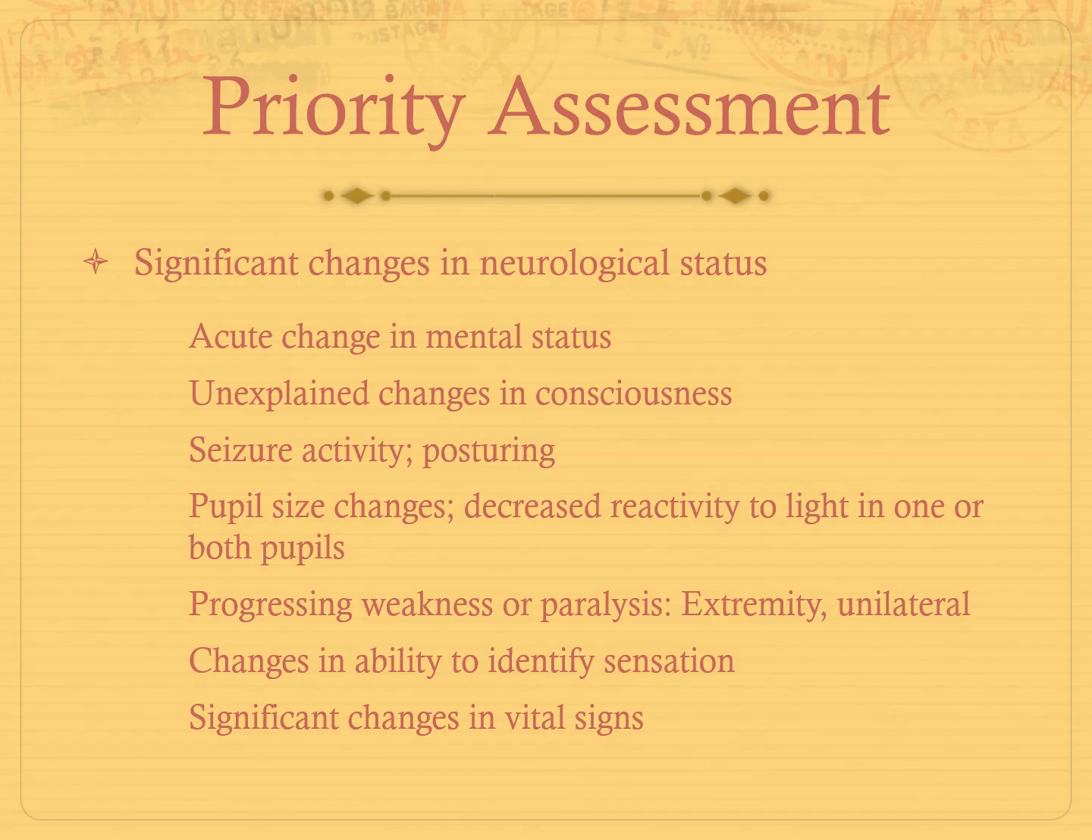And then any significant changes in vital signs. Neurologic emergencies often produce changes in vital signs. Sometimes hypertension with a widening pulse pressure, bradycardia, and irregular respiration. Together, it might indicate increased intracranial pressure and possible brain herniation.